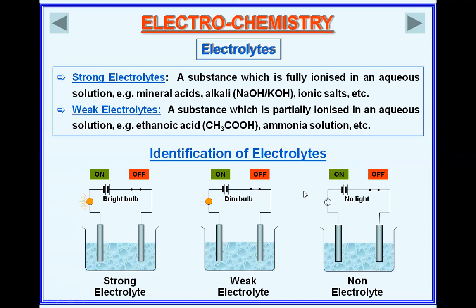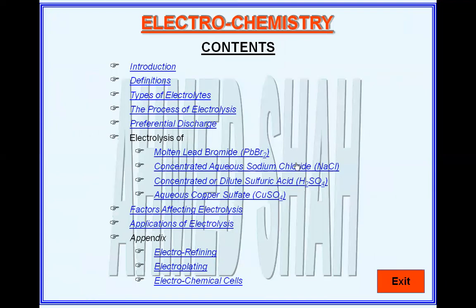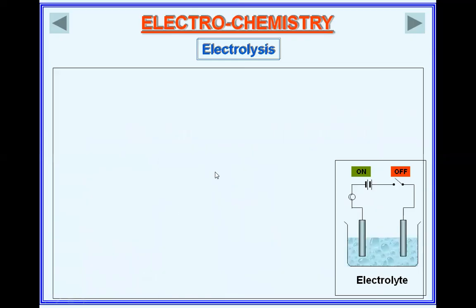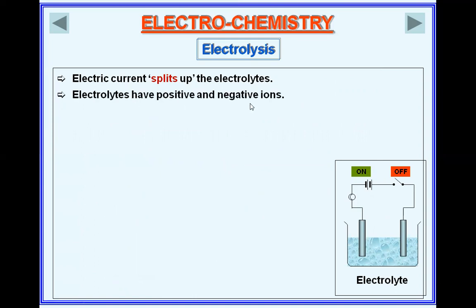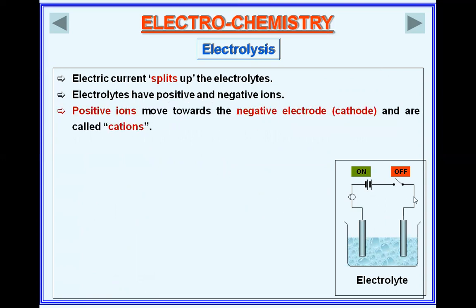Now we have to move to the first case of electrolysis, the process of electrolysis. When a compound is dissolved in water or in the molten state, it splits up into its ions. Not electrons, ions. Electrolytes have positive and negative ions, while cathode and anode are the metallic plates connected to the respective terminals of the battery. The large line is the positive anode, and the smaller line is the negative cathode. Positive ions move toward the negative electrode, the cathode, and are called cations.